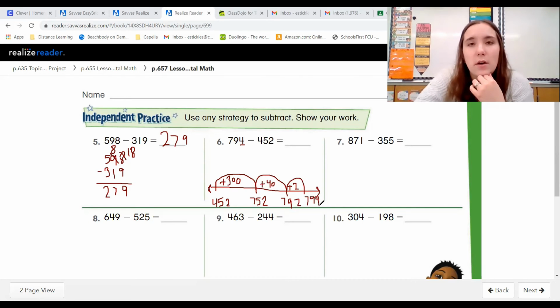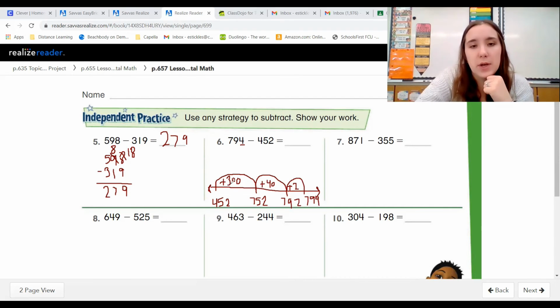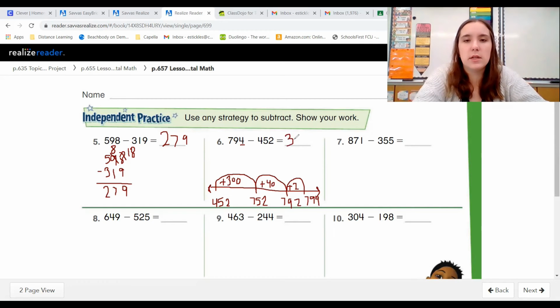And now remember, when you add on, the last step that you need to do is adding up what you added. See what your answer is. So we had 342. That's what we added. So our answer is going to be 342.